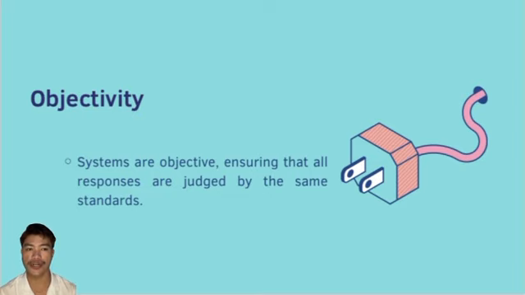The third one is objectivity. Systems are objective, ensuring that all responses are judged by the same standards. Reduces potential for subjective bias present in human scoring.